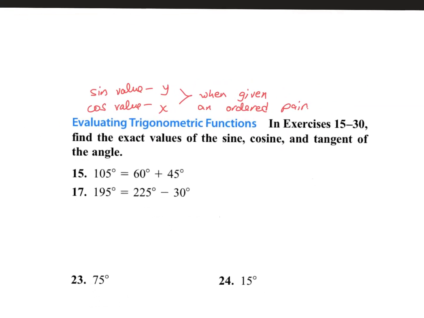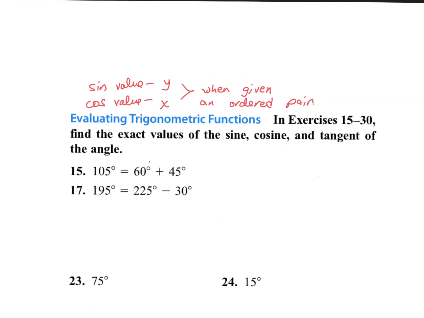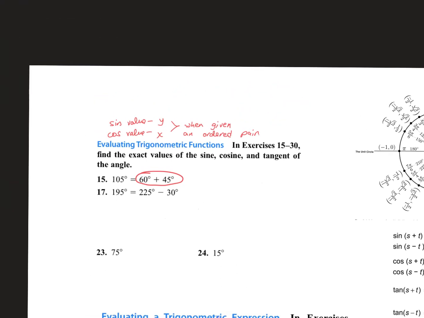So in these first examples, they're telling you what angles they want you to use. In the first one, they want you to use 60 and 45. The second one, they want you to use 225 and 30. They want you to find sine, cosine, and tangent. I'm going to find the sine and the cosine for everything. I'll do a tangent one at some point during the process, but you guys are going to have to actually work out a tangent one on your quiz because it's super, super complicated.